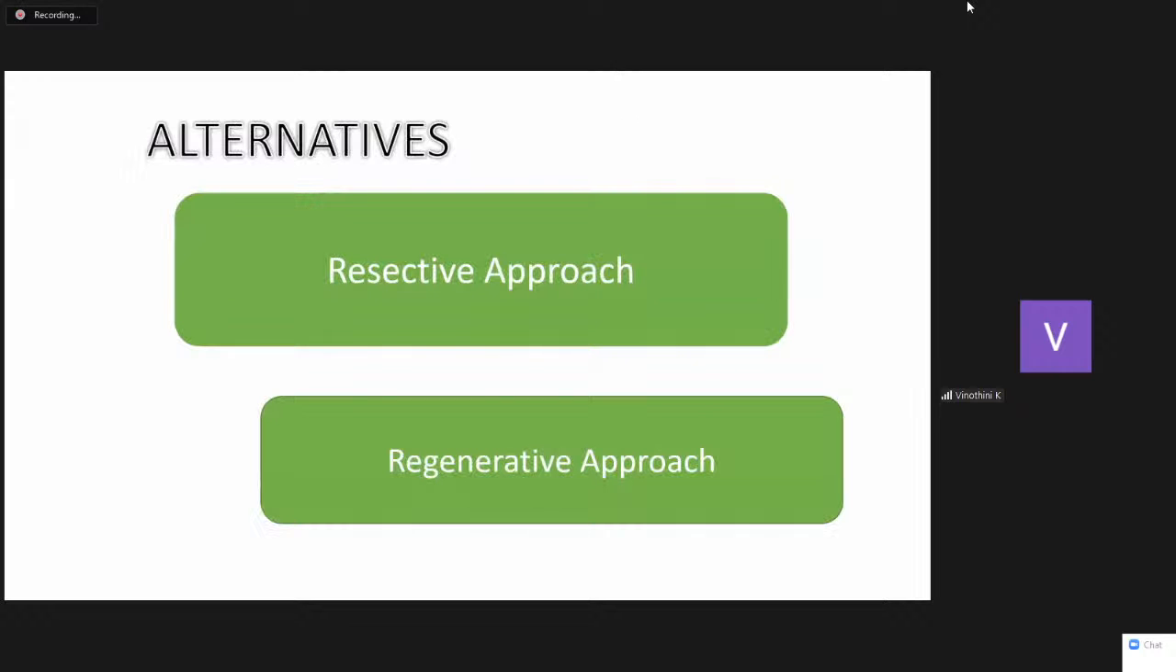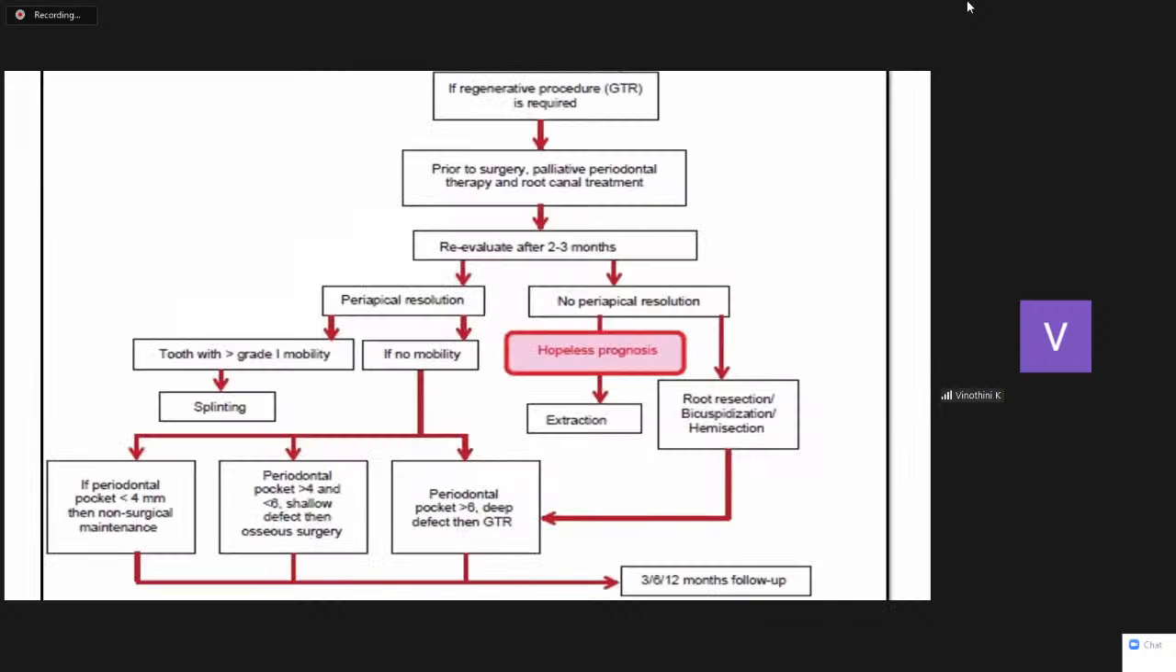And there are a few alternatives, like the resective approach and the regenerative approach. What is this resective approach? The resective approach is going to have bicuspidization and root resection. Okay, so I'll teach you. Suppose a regenerative procedure is required prior to surgery. This is for combined lesions or primary perio, secondary endo lesions, advanced stage only. If there is no resolution, or even after 2 to 3 months there is only minimal resolution, we have to think about either regeneration or resection.